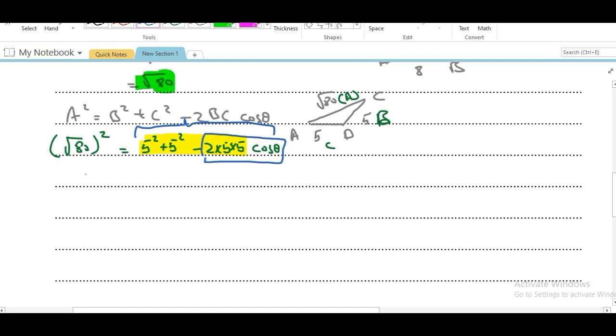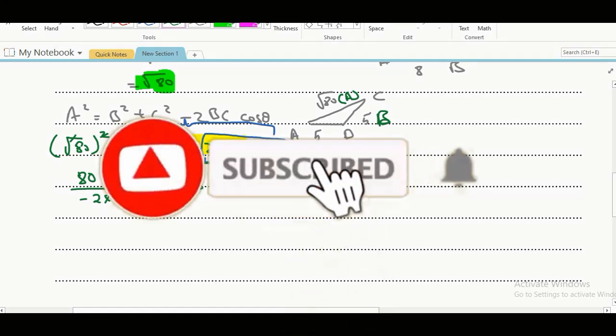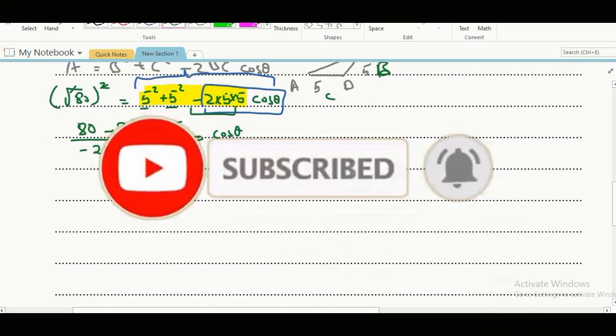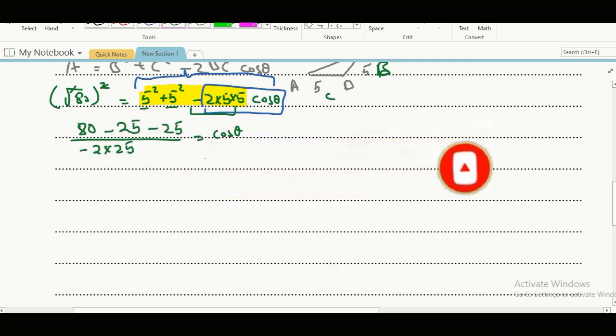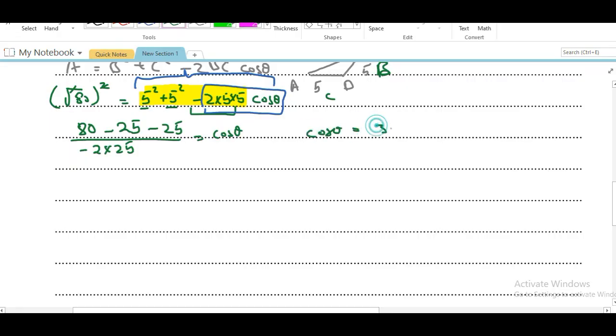So how would we tackle it? It would be written as 80, because square and square root get cancelled, minus 25, minus 25, divided by negative 2 into 25, and this whole thing becomes equal to cos theta. So we have applied cosine rule over here. So cos theta becomes 30 upon negative 50. So now if we take the cos inverse of 3 by 5, our base angle would become 0.927.